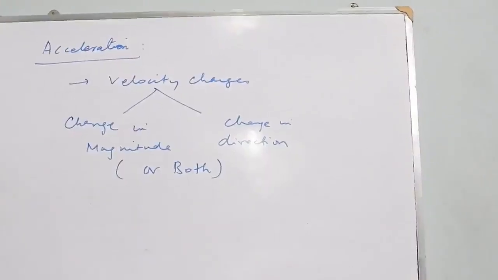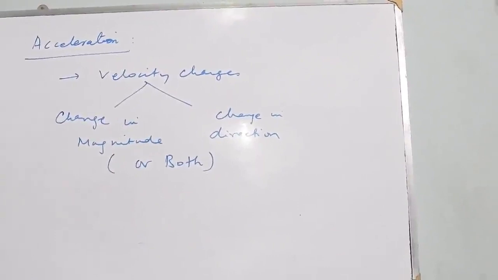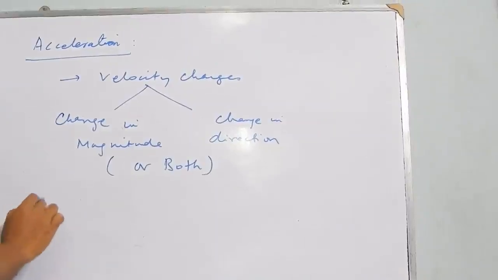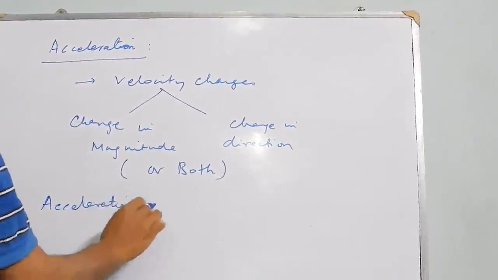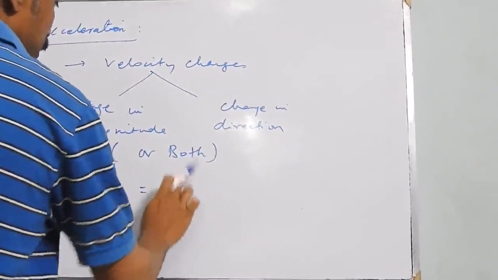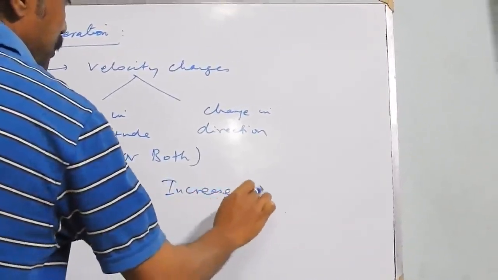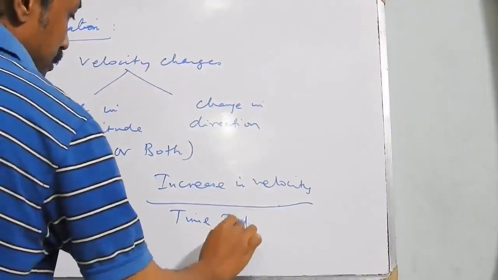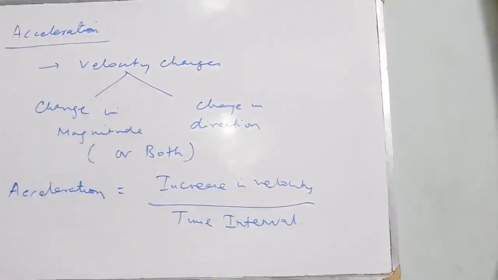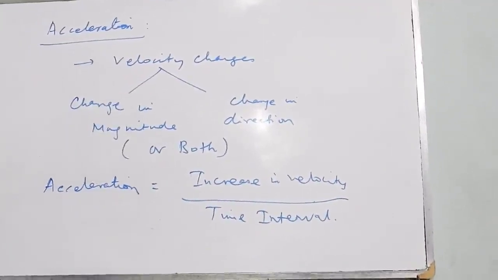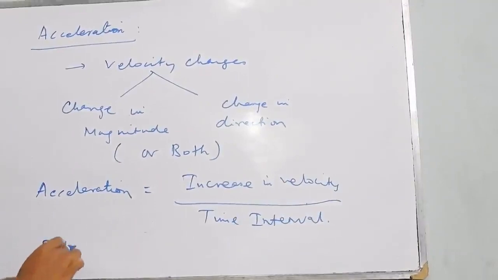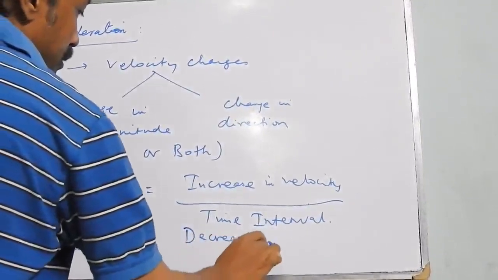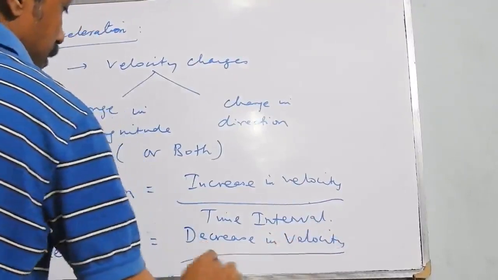So when the velocity changes, it might increase with respect to time or it might decrease with respect to time. If the velocity is increasing with respect to time, we say that the body is accelerating. So acceleration is obviously a vector quantity and it is equal to the increase in velocity in a given time interval. And similarly, if the velocity is decreasing with respect to time, then we say that the body is retarding. So retardation is the decrease in velocity in a given time interval.